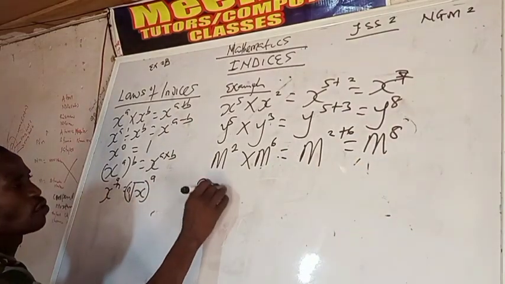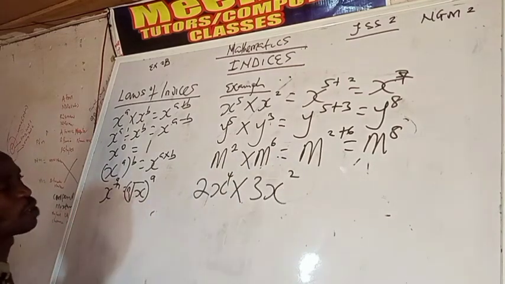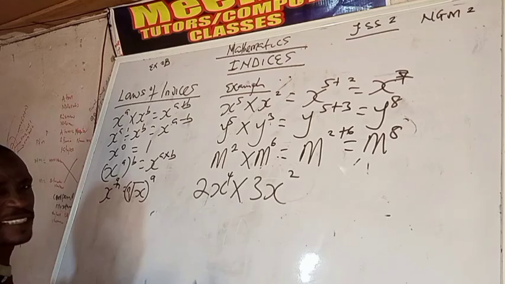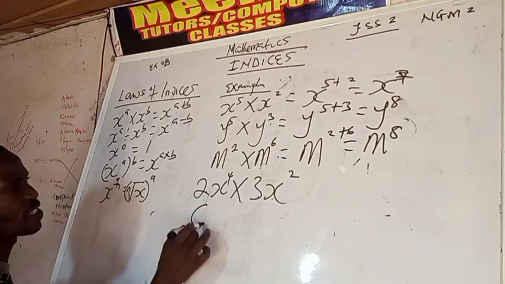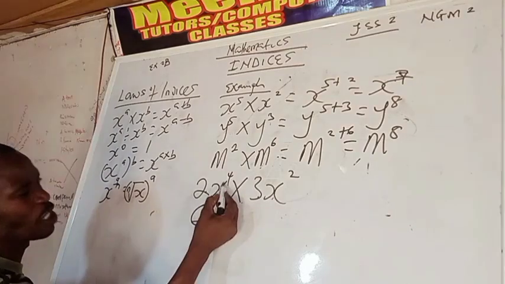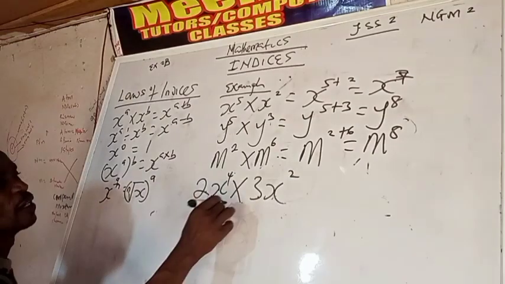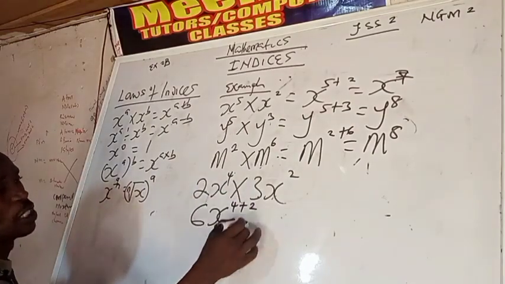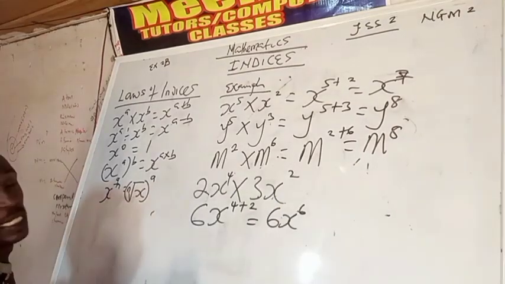If you have 2x raised to power 4 times 3x raised to power 2, remember, number for numbers, letter for letter, sign for sign, indices for indices. 2 times 3, you have 6. This one is exponential, so it represents the indices. 4 plus 2. This gives me 6x raised to power 6.